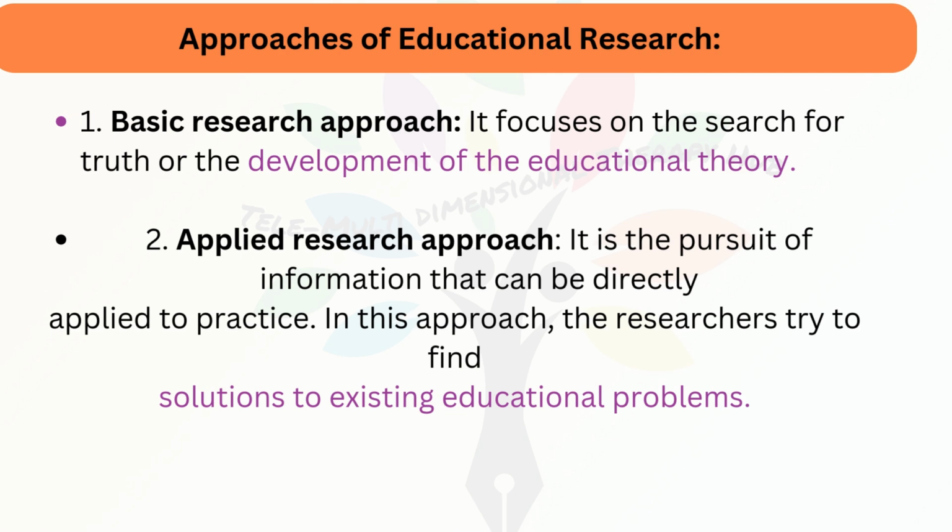And the next is applied research approach. This focuses on solving specific problems in education and improving the practices. For example, testing whether using visuals in teaching improves math score in a classroom. So the difference between these two: basic research focuses on understanding theories or principles without immediate practical use. That means it's about discovering knowledge for its own sake. Whereas applied research focuses on solving specific problems and improving real life practices. So it's more practical and goal oriented.